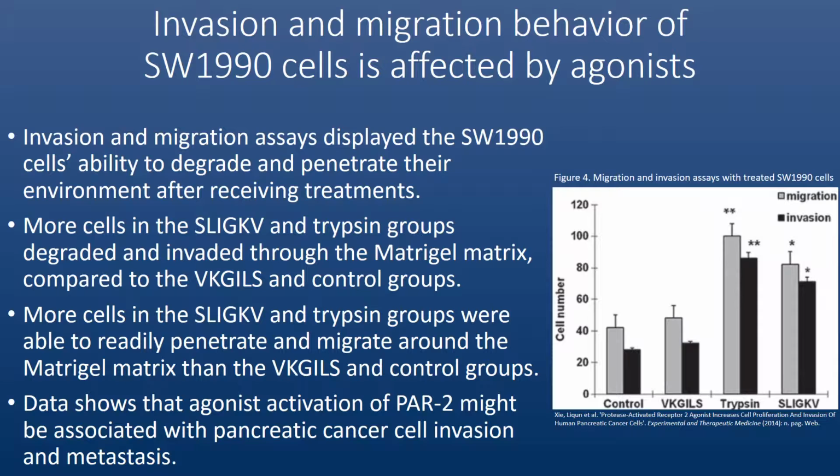These invasion and migration results were statistically significant based on p-values symbolized by asterisks, where 2 asterisks meant a p-value less than 0.01 and 1 asterisk meant a p-value less than 0.05 compared to the control. This data shows how pancreatic endogenous agonist activation of PAR2 could be related to pancreatic cancer cell invasion and metastasis, which are key characteristics of malignant tumors.